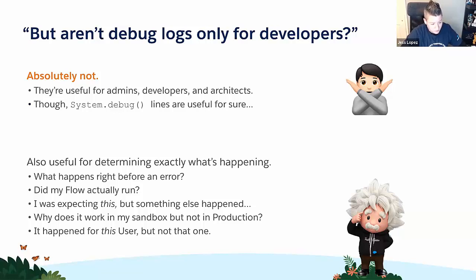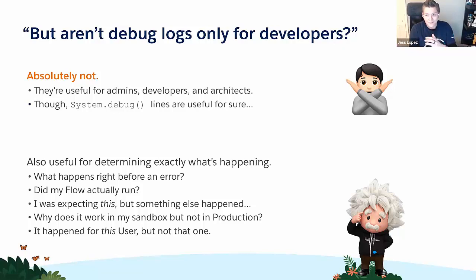So, if a user in your org comes up to you and says something's not working quite right, you can capture a debug log for them and see exactly what's going on when they do this thing that isn't happening quite right. So again, what happens right before an error? Did my flow actually run, or did my workflow rule actually hit the criteria that caused a field update or not? You can see that within logs.